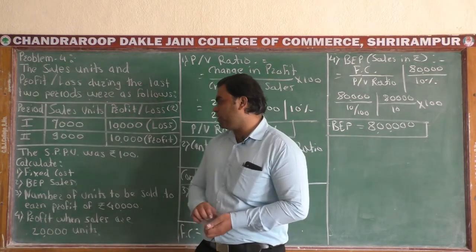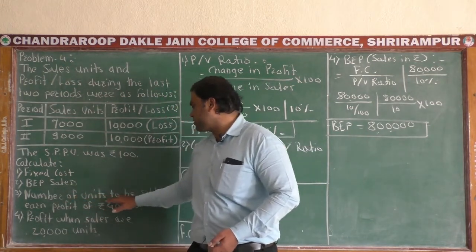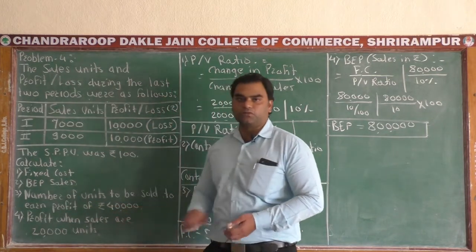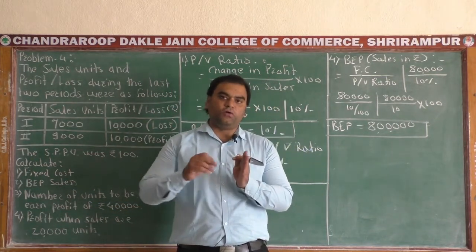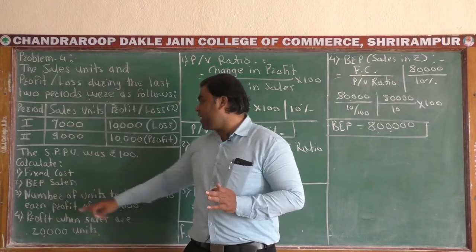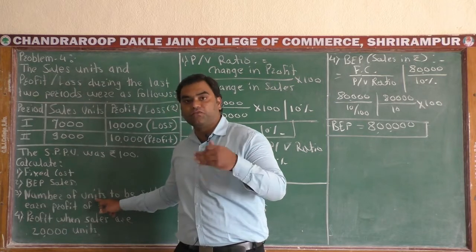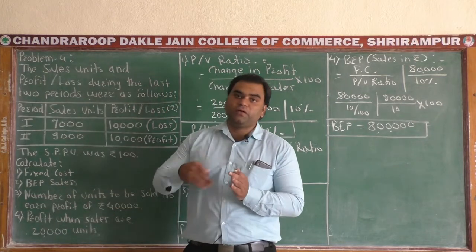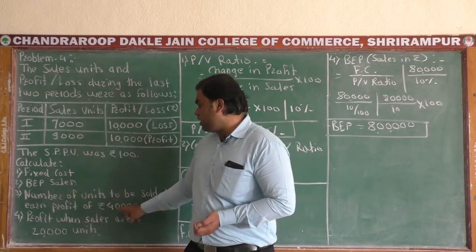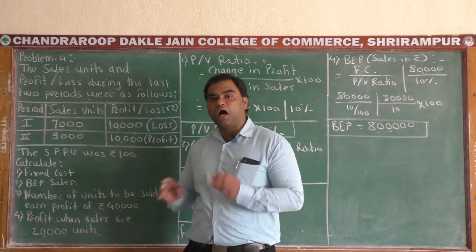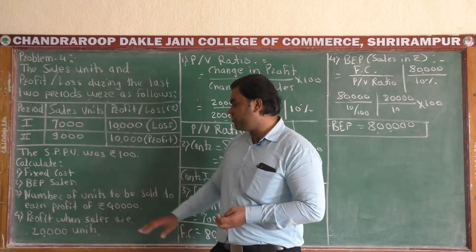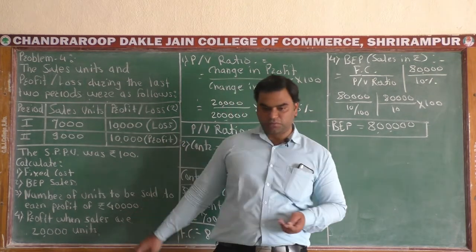Now we are going to calculate the number of units to be sold to earn profit rupees 40,000. Means if company wants to earn profit rupees 40,000, then how many units are asked. How many units company will have to sell to earn profit rupees 40,000? That we will have to calculate now.